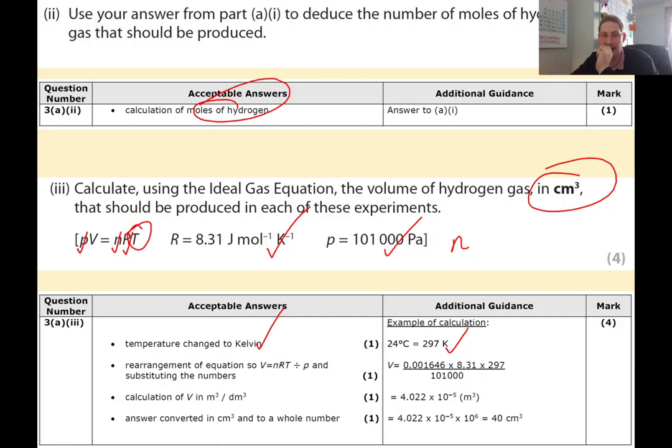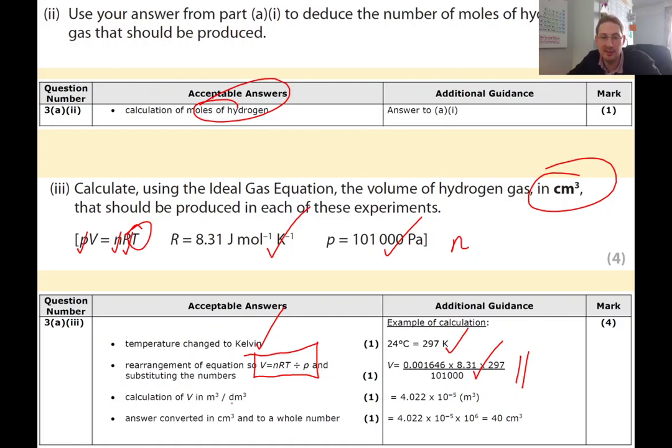Rearrangement of the equation and substituting in the numbers. This is something that students always miss. They always don't do this mark, which is fine if you get the right answer, but if you don't, you've lost a mark unnecessarily. Rearrange the equation. Write down the rearranged equation, substitute in the numbers, okay? Please do this, because if you make a mistake in your calculator, you can at least get this mark. If you haven't written this and you just get the wrong answer, you will have only got the 1 mark for the temperature change to Kelvin.